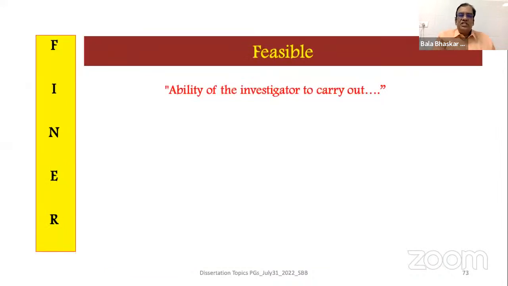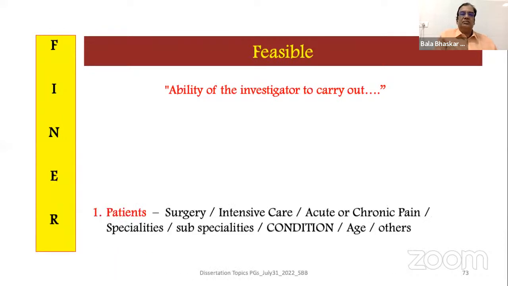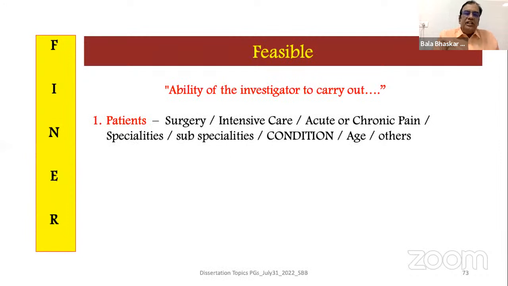First, feasibility. The simple definition is that it represents the ability of the investigator or the postgraduate with the guide to carry out the research project in the particular medical setup. For example, it could be related to the patient or the samples themselves. In terms of the availability of surgical patients, whether it's related to intensive care, acute or chronic pain, or cardiac anesthesia or pediatric anesthesia group, elderly patients. So this is with respect to feasibility, whether the patients are available.